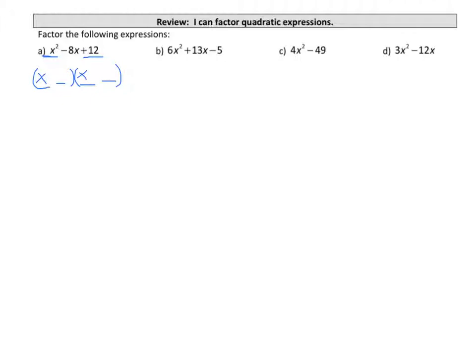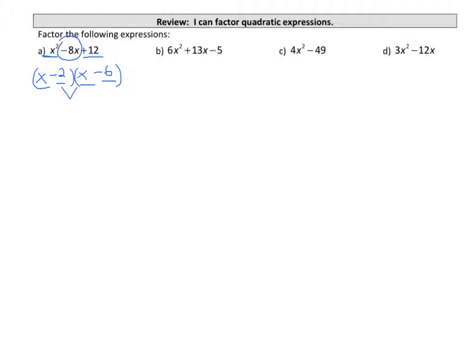So I think of all the things that multiply to 12, and I've got a lot of options. There's 1 times 12, 2 times 6, 3 times 4, or it could be two negatives, negative 1 times negative 12, negative 2 times negative 6, negative 3 times negative 4. And I pick the pair that will add to the middle term, negative 8x. And so that would have to be two negatives, negative 2 and negative 6.